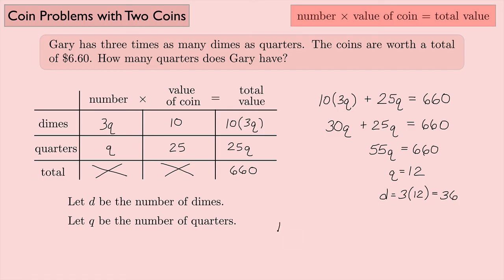And let's just check it and see. So I have 12 quarters, and each quarter is worth 25 cents. And I have 36 dimes. Each dime is worth 10 cents. And if you do this calculation, you do indeed get $6.60.